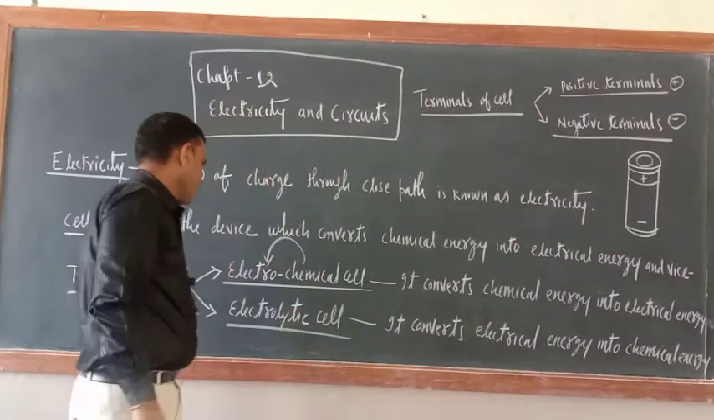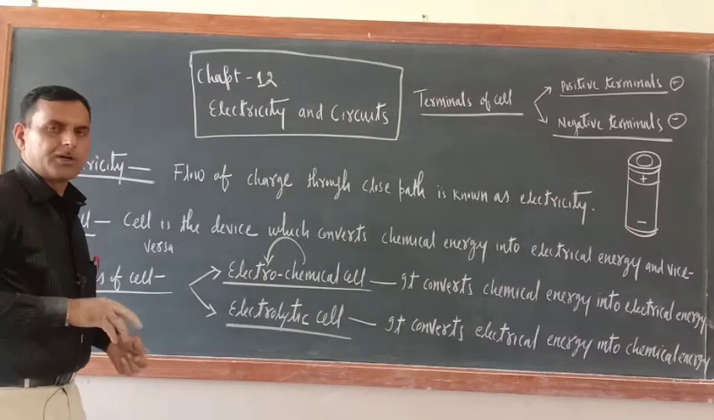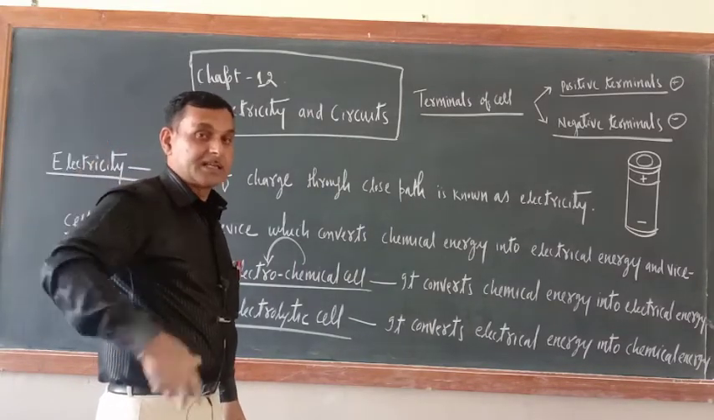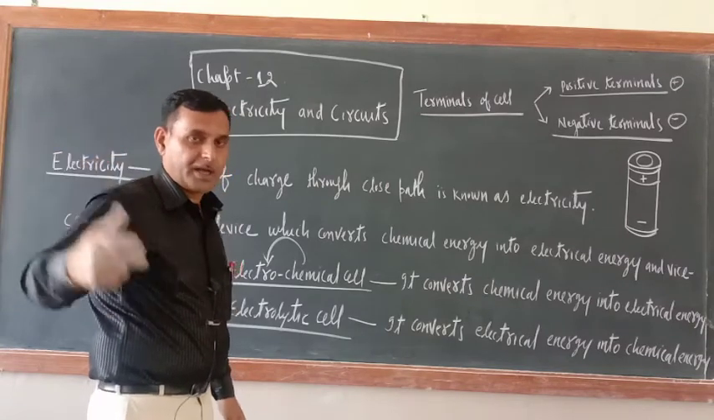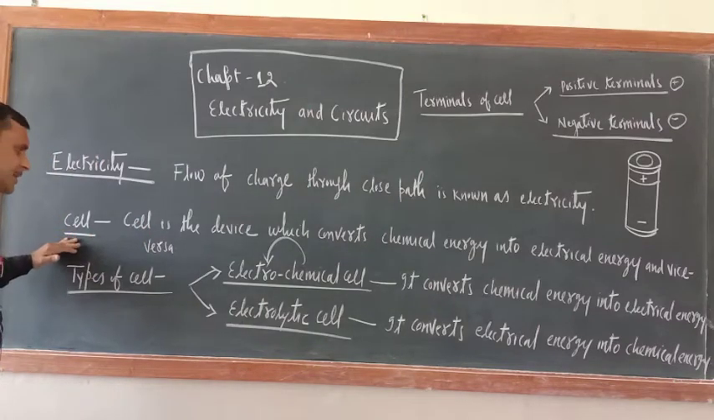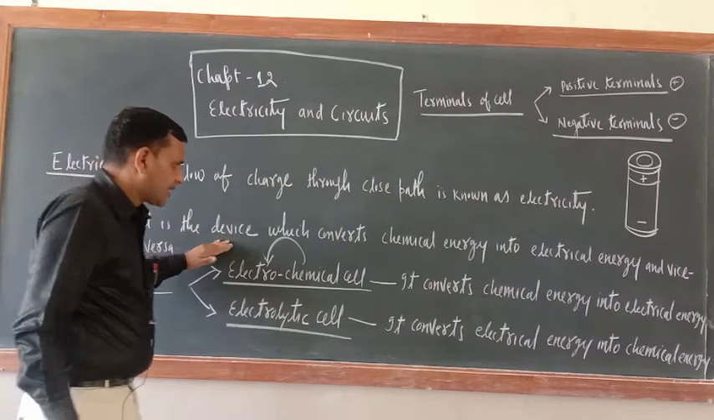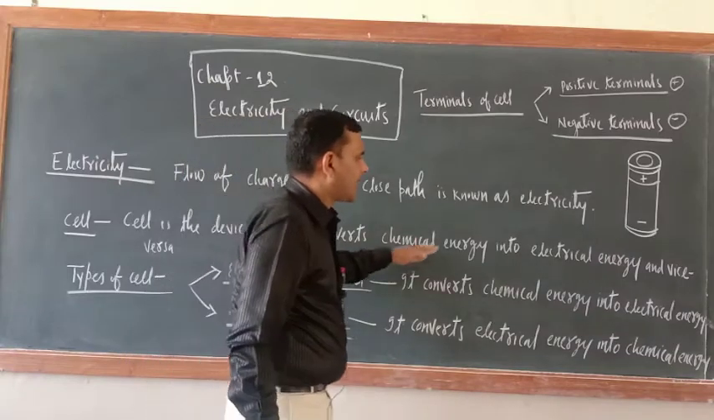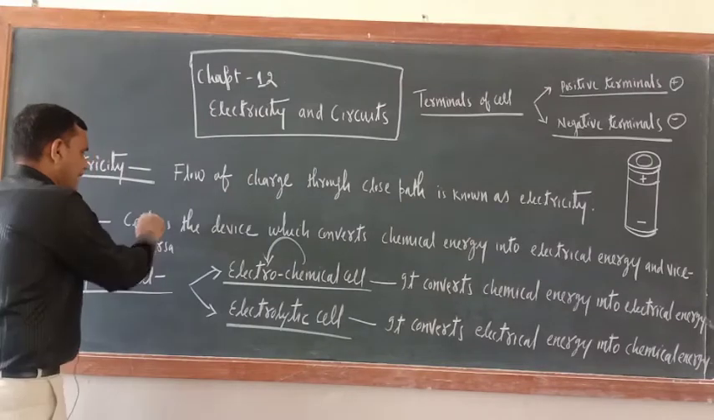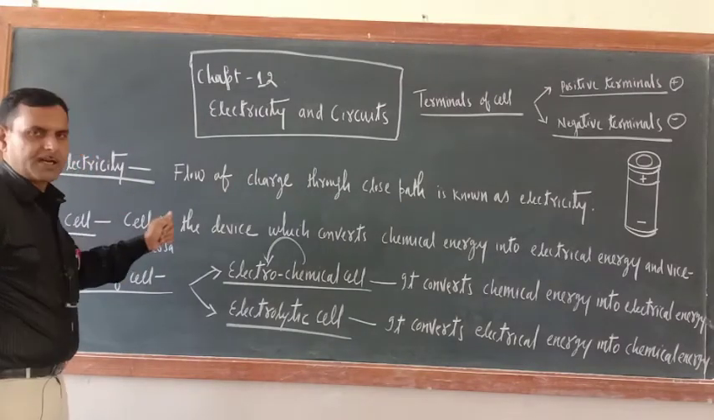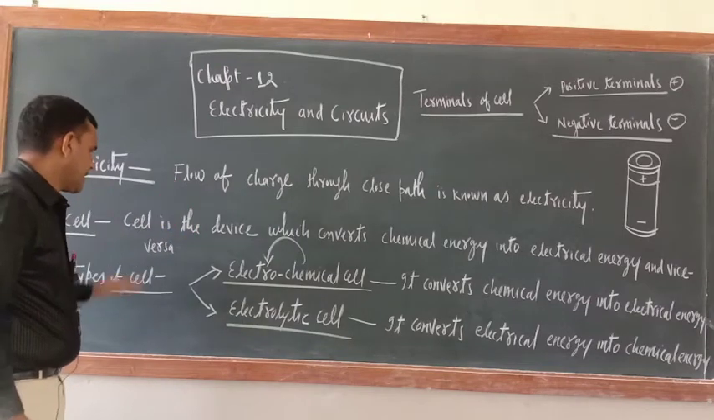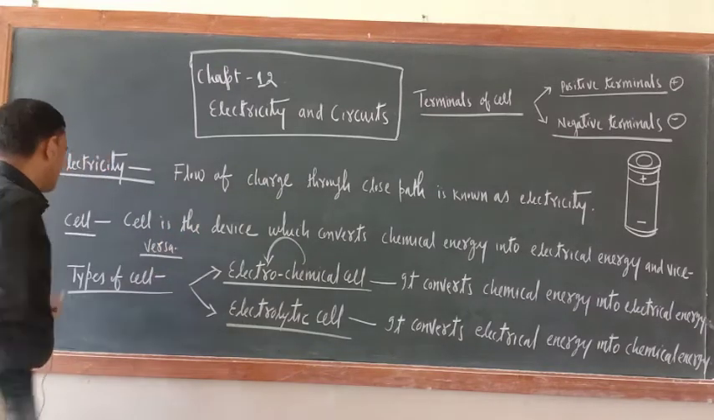Now try to understand. To generate electricity, some device is required. Those devices are known as cell or battery. So what is a cell? A cell is a device which converts chemical energy into electrical energy and vice versa. That is known as a cell.